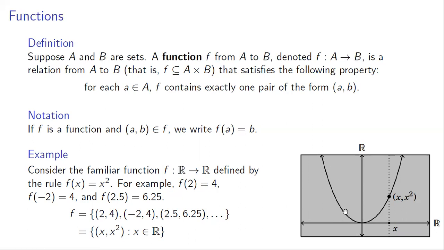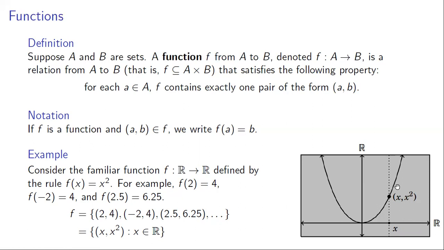And this curve here tells you which things are in the function and which things are out of the function. And here's what I mean. This curve is made up of infinitely many points. Each point on this curve represents what happens when you have a specific input of x, and then you have a specific output of x squared.